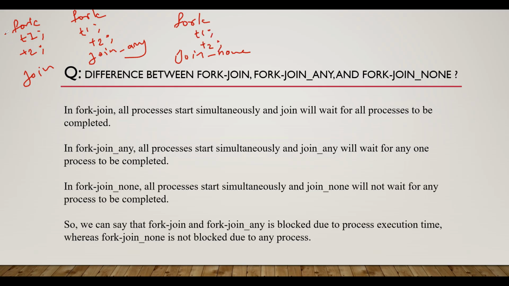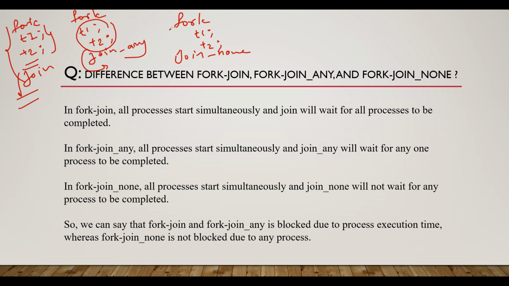Now what happened here? Fork join, fork join any and fork join none, all three of them execute all the threads parallelly. But in the case of fork join, you can get out of the fork join block only when all of your threads have been executed. This is the basic thing in fork join. Whereas in fork join any, if any of the threads has been executed, you will get out of the fork join any block. So if either T1 or T2 gets executed, you will get out of the fork join any block.